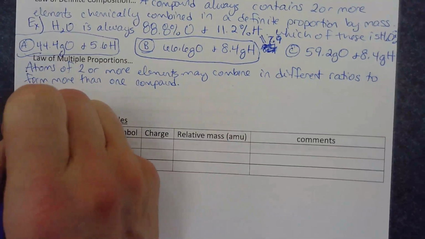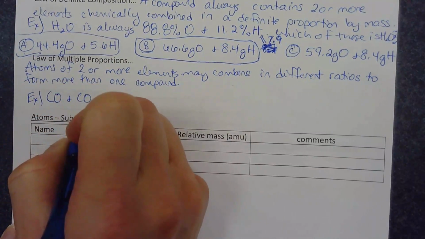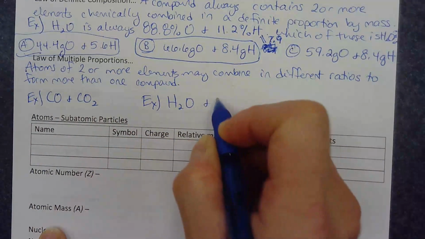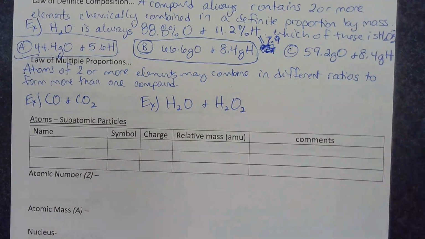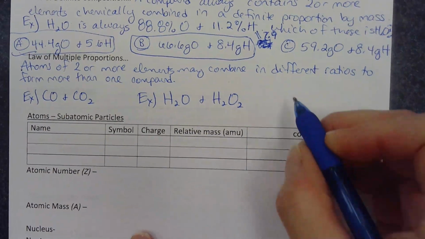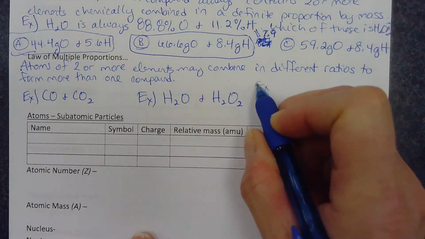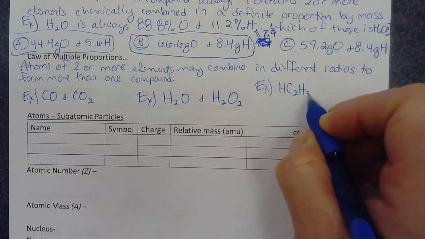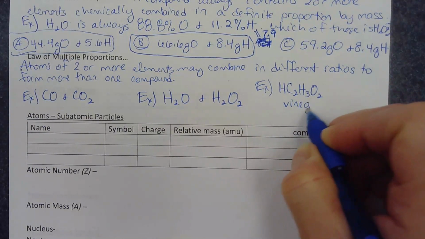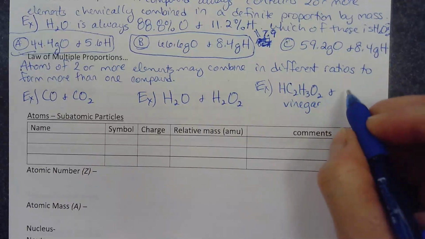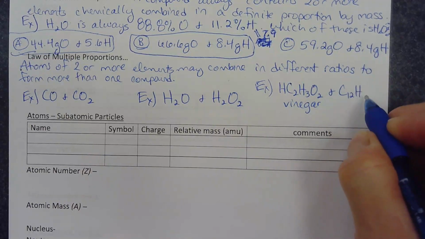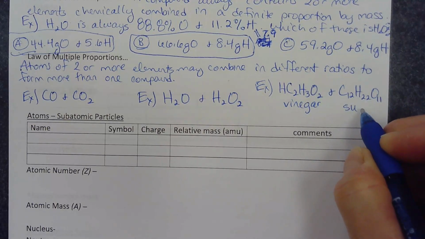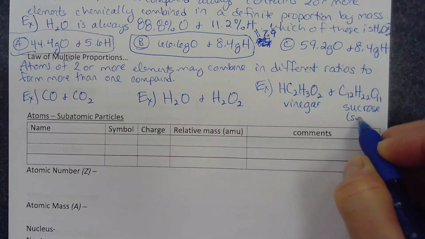So some examples of those would be CO and CO2. Another example would be water and hydrogen peroxide. Another example, here's one that is different than a simple example, but it is another example. HC2H3O2 is vinegar, and C12H22O11 is sucrose, which you and I call sugar.